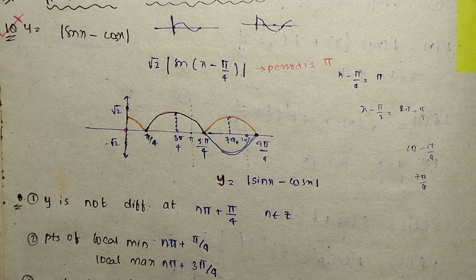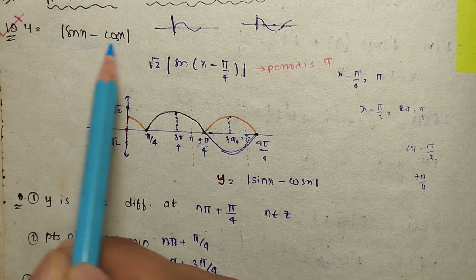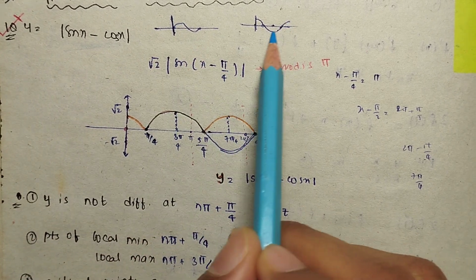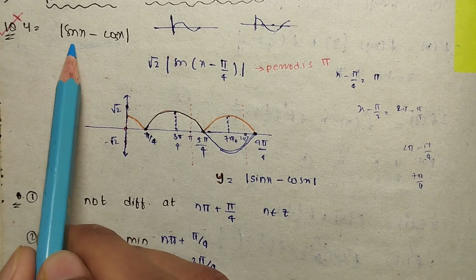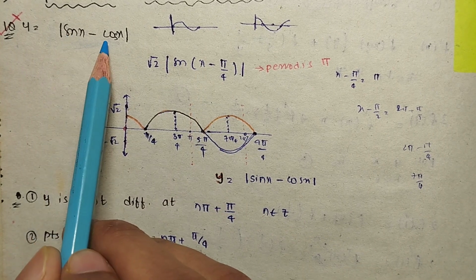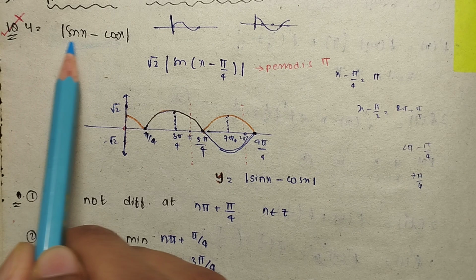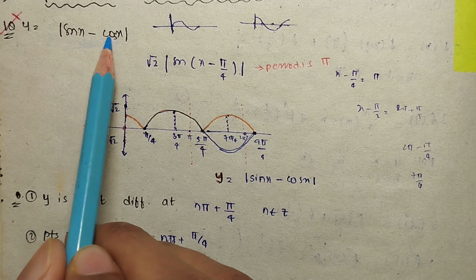Hey guys, let us look at how to plot mod sin x minus cos x. So here, first, this is the sin x graph and this is the cos x graph. If you know a property, sine of a minus b, we can use that. Sine of a minus b is sin a cos b minus cos a sin b.